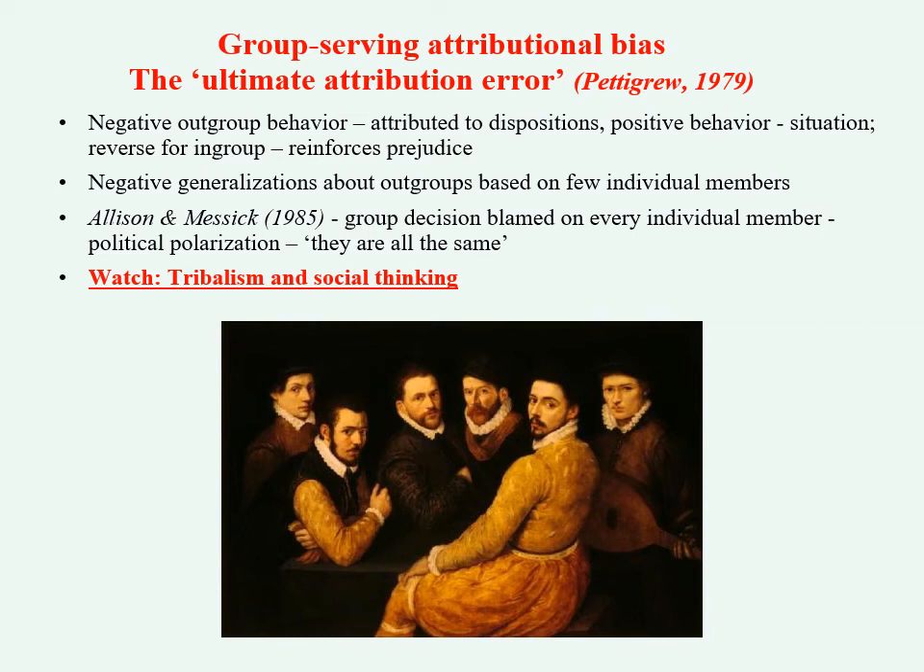Ellison and Messick also argued that there is a kind of reverse process when a group makes some kind of decision that you disapprove of. There's a tendency to blame this on every individual member and hold them personally responsible for the decision. This often gives rise to political polarization and tribalism, the tendency to see outgroup members as all the same, all homogeneous, and more likely to have negative characteristics.